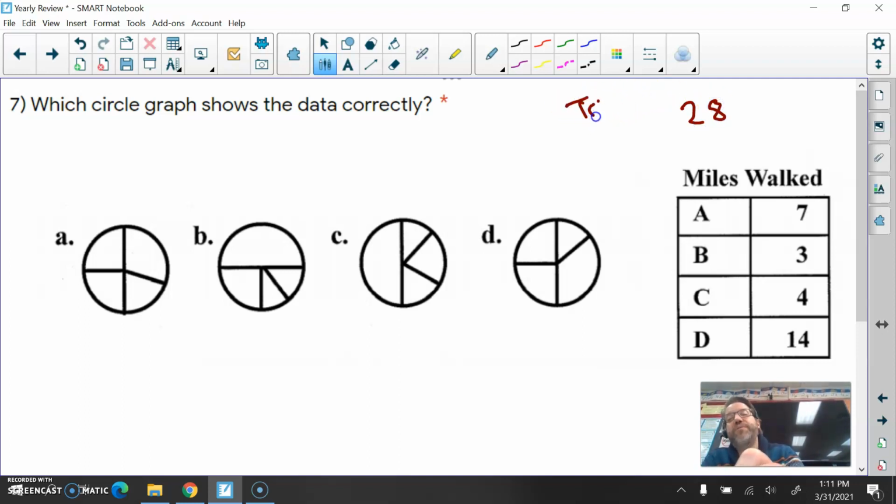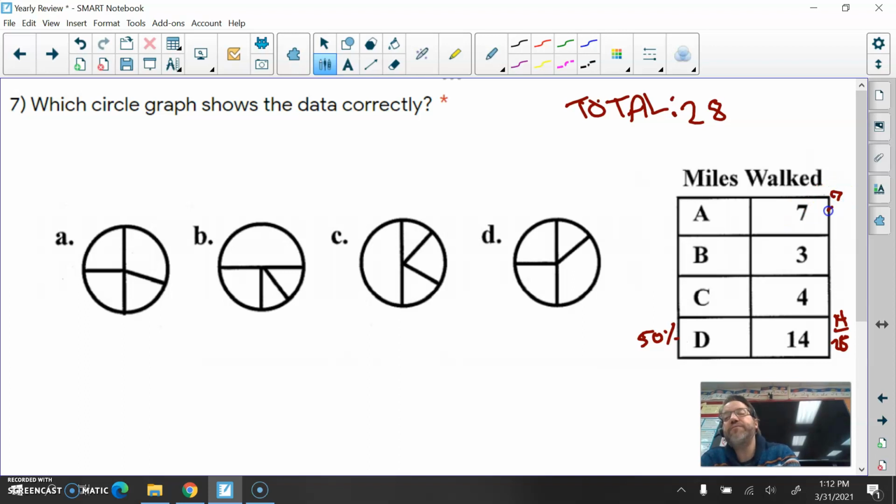We need to total that up. And the reason we need to total this up is because I need to know what each of these individual numbers represents of that whole amount of 28. I look at 14 out of 28, for example. That's exactly half of the total. So this is 1/2 or 50% right here.